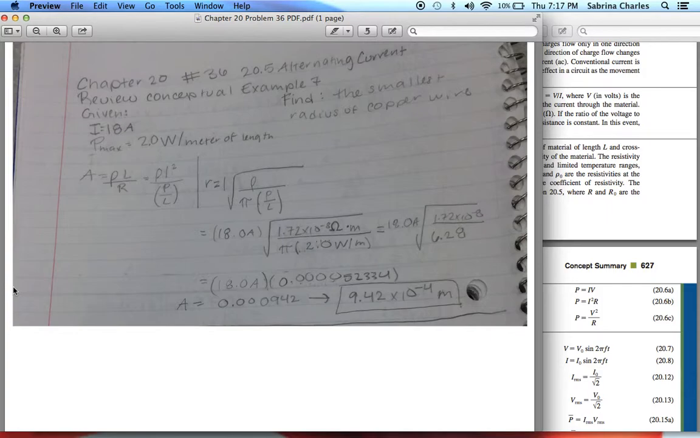So after doing all of the math, excuse this marking right here, but the radius, this should be radius, is equal to 0.000942, which we then round to 9.42 times 10 to the negative 4 meters. So that's how we find the smallest radius of the copper wire.